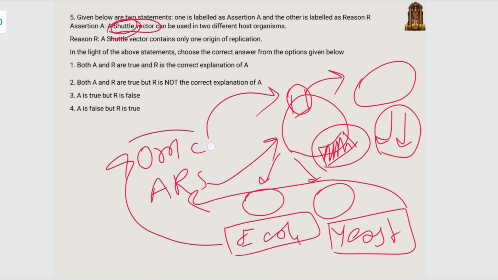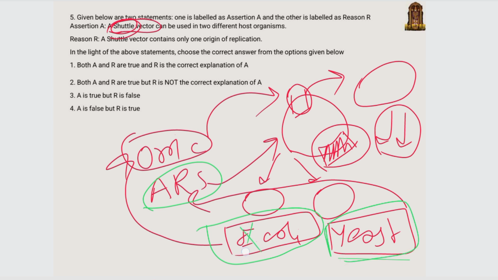If you are only giving the ori, then you can only transform it into E. coli. You will see the expression in E. coli but not in the yeast. And if you are doing the vice versa, only ARS is there, then you will see the expression only in the yeast, not in E. coli. So to make it a shuttle vector, include both origins of replication. So a shuttle vector can be used in two different host organisms. That is right. The statement that the shuttle vector contains only one origin of replication should not happen. That is wrong. So depending on this, the assertion A is true and the reason R is false. So that option is correct.